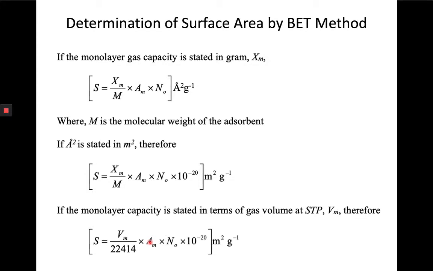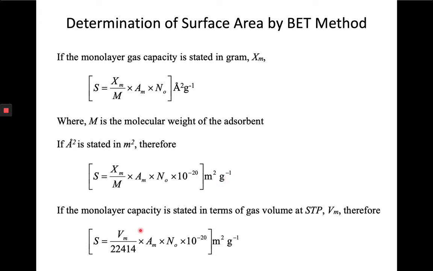If the monolayer gas capacity is stated in gram, Xm, then the number of moles equals Xm over M, where M is the molecular weight of the adsorbent. Okay, here the unit is angstrom squared per gram. Convert the unit to meter squared, then S equals Xm over M times Am times N naught times 10 to the power of minus 20. Now the unit is meter squared per gram.